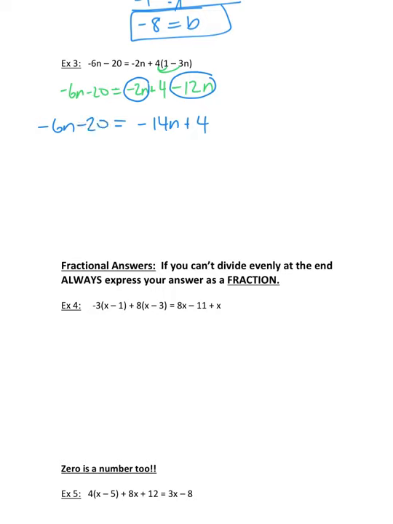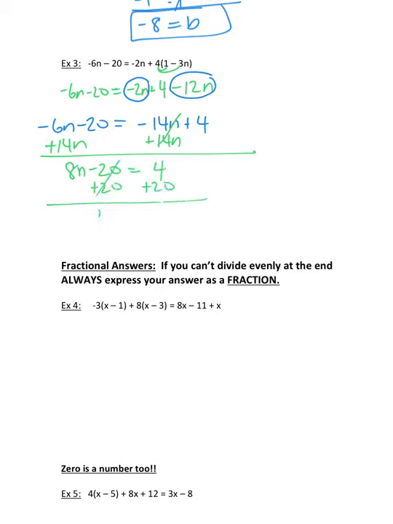Now I can start moving things to the opposite side of the equal sign. So I'm going to add 14n to both sides. And that'll give me 8n minus 20 equals 4. I'll add 20 to both sides. That gives me 8n equals 24. And this is where you divide: n equals 3. All right. This is all stuff that you should be familiar and comfortable with.